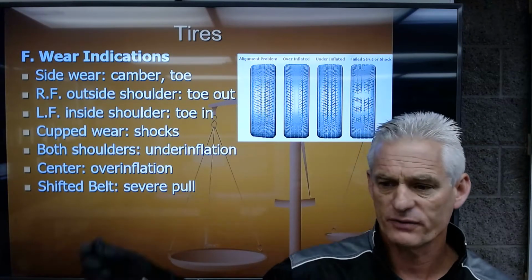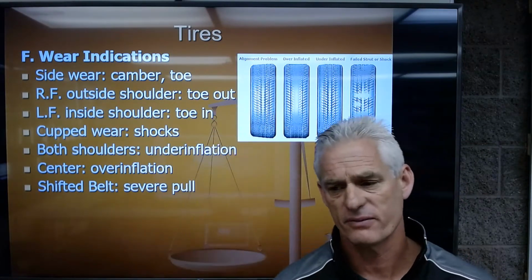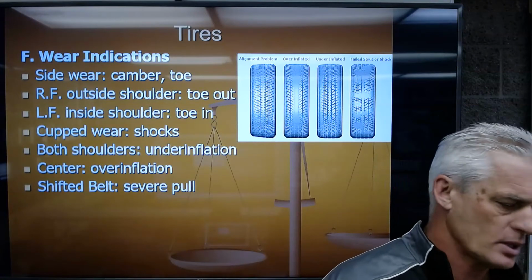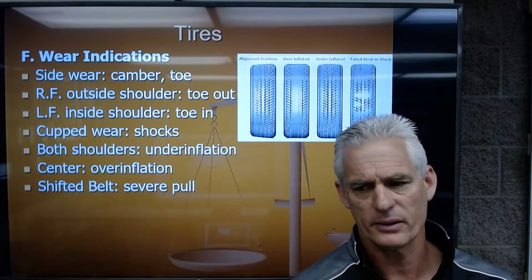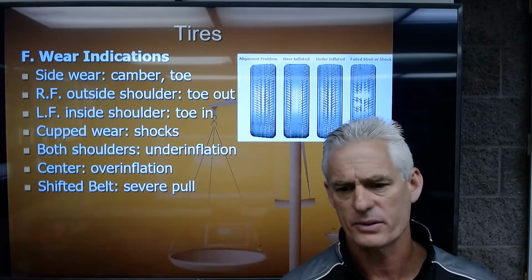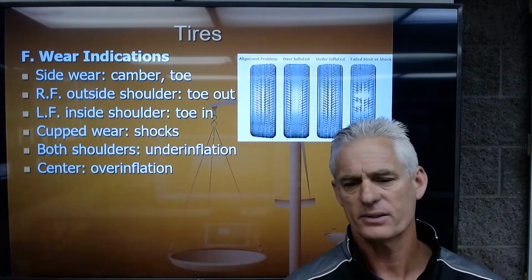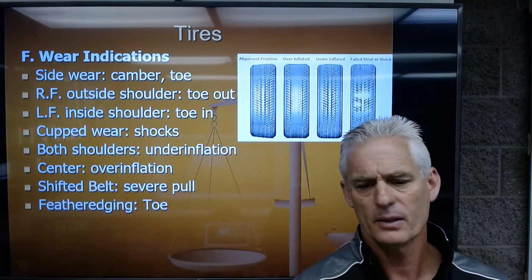By the way, if you get a shifted belt in a tire, it can cause a severe pull. So whenever a car comes in the shop and it's pulling dramatically on the test drive, we always rotate the tires, get the fronts to the back, and see if it changes it, okay?